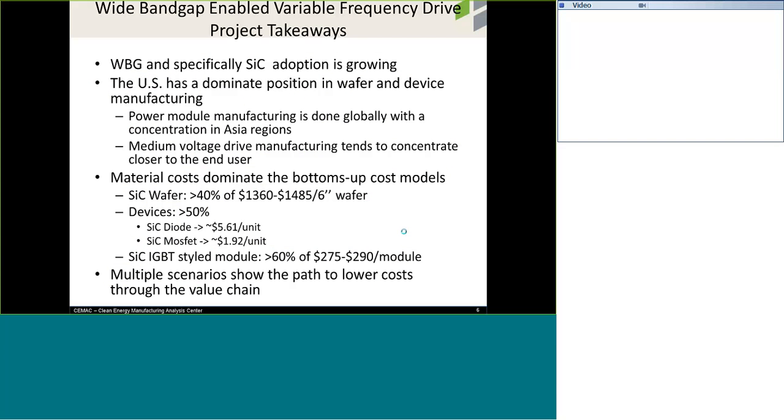From doing the bottoms-up cost modeling, what we found is that the material costs are very much dominating. For the silicon carbide wafers, over 40% of the total cost is in materials. When you look at the devices, the diodes, the MOSFETs, over 50% of the cost is materials. And then when you get into the power module, which was an IGBT-styled module, over 60% of the total cost is material. Finally, we were able to run multiple scenarios showing paths to ultimate lower costs throughout the value chain.